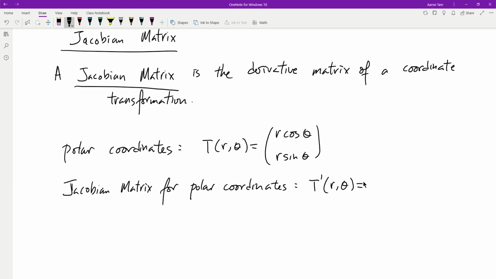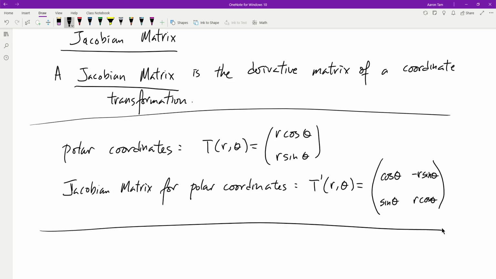Notice that because T is a function that maps from R2 to R2, our matrix is a 2 by 2 matrix. As a matter of fact, all Jacobian matrices are square matrices, because they have to come from a coordinate transformation, which has to be a function that maps from Rn to Rn. So if you simply take the derivatives, the derivative of r cosine theta with respect to r is cosine theta, and with respect to theta it is negative r sine theta. Then this will be sine theta and r cosine theta. So that becomes our Jacobian matrix for the polar coordinate system.